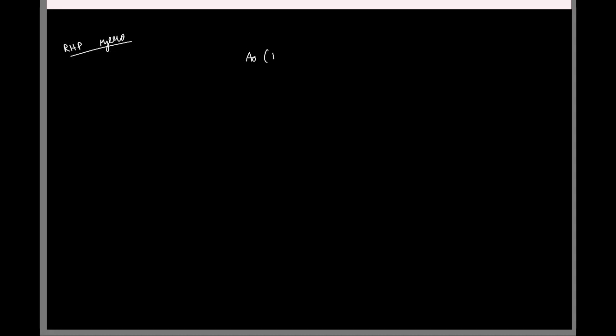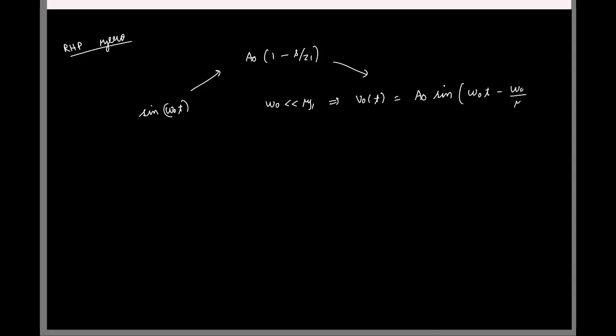Okay, so now let's quickly look at RHP zero also. So again, if I take this system as the toy example, you apply a sine omega naught t, so what will be the output for omega naught less than z1? What is the response if omega naught is less than z1? Yeah, A naught sine of minus omega naught by z1.